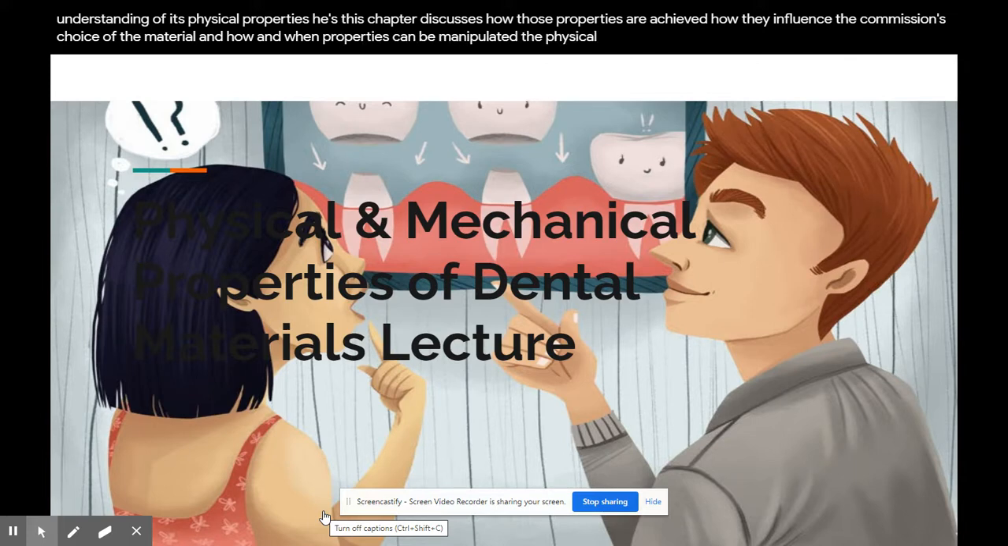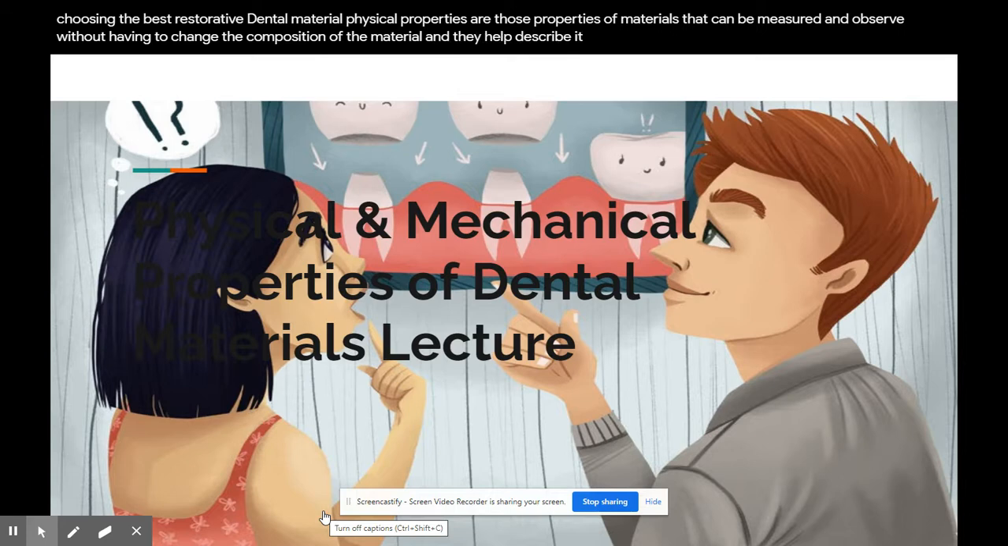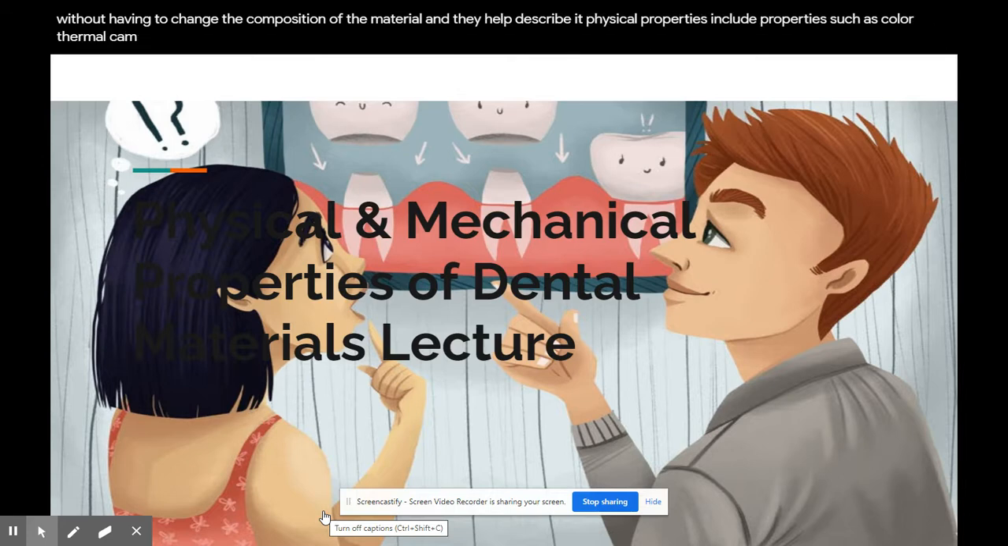Both physical and mechanical properties must be considered when choosing the best restorative dental material. Physical properties are those properties of materials that can be measured and observed without having to change the composition of the material, and they help describe it. Physical properties include properties such as color, thermal conductivity, and solubility.